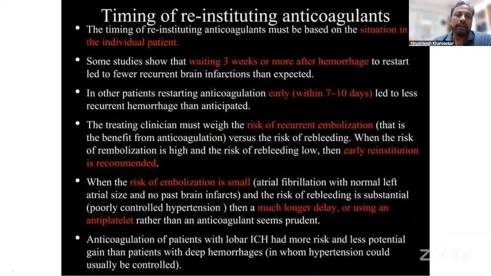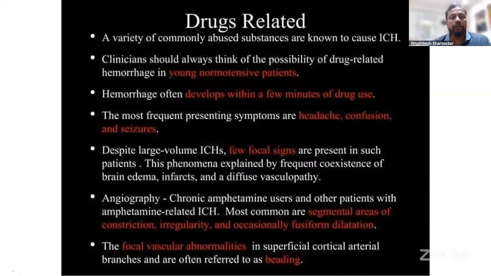The important factor in managing these patients is timing of reinstituting the anticoagulant, which has to be gauged by the treating physician, as you have to weigh the risk of recurrent embolization compared with the early risk of bleeding in these patients. So there was not much of a difference between early reinstitution or delayed reinstitution. So it has to be gauged by the treating physician.